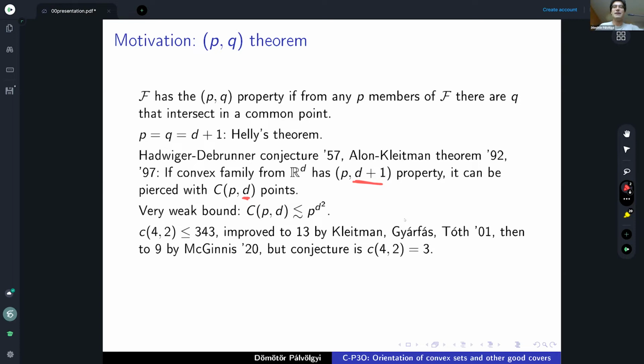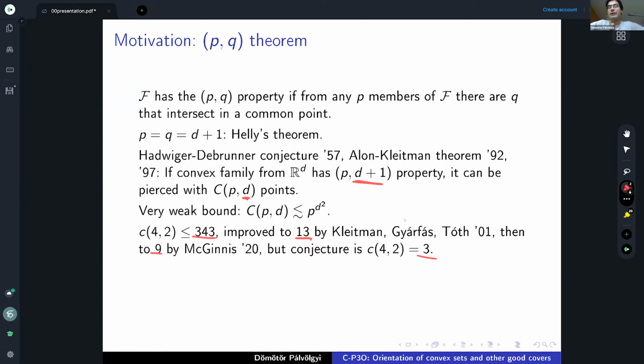Anyhow, the first interesting case is this (4,3) case, which means that we are in the plane. For convex sets, from any 4 convex sets, there are 3 that have a point in common. Then the original bound only gave 343. And this was improved to 13 by Kleitman, Gyárfás and Tóth, and recently by McGuinness to 9. But the conjecture is that it's much, much lower, that is just 3. So that's the first step. It would be best to improve these bounds in the plane.